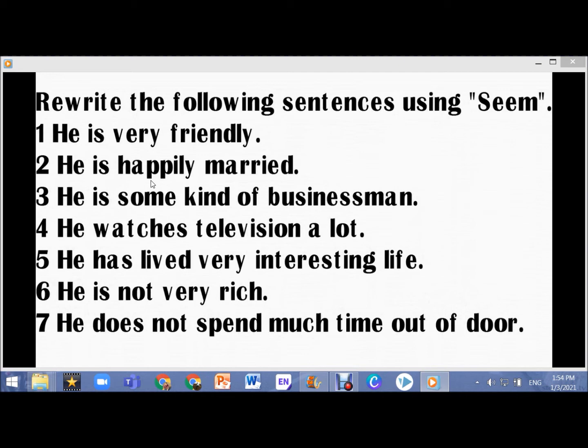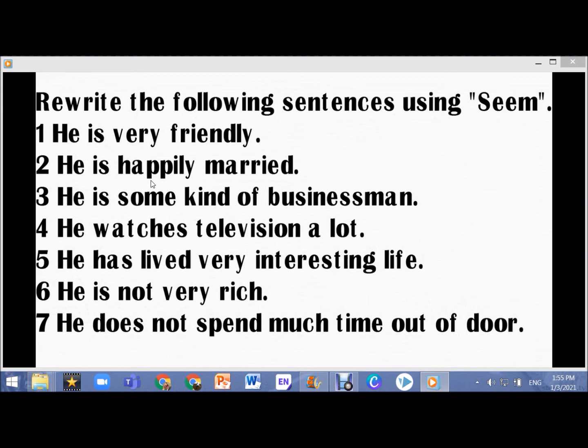Do you remember the structure? As I already told you, you need to internalize those structures. If you remember those structures, you can solve these. Instead of "has", you need to write "have": he seems to have lived a very interesting life. Then, he is not very rich here. If there is a negative, you need to write do not or does not. Here, with "he", what? Does not. He does not seem very rich. No need to write here "he does not seem to be very rich"; rather, he does not seem very rich.